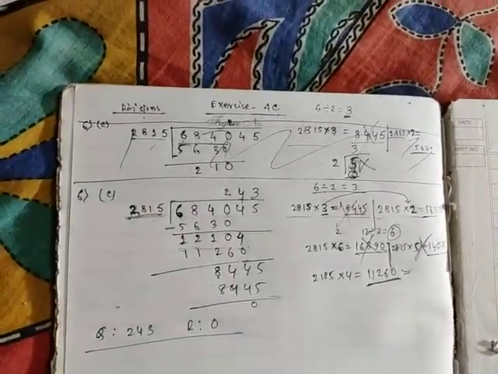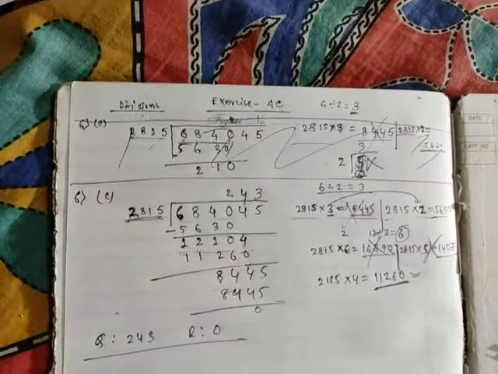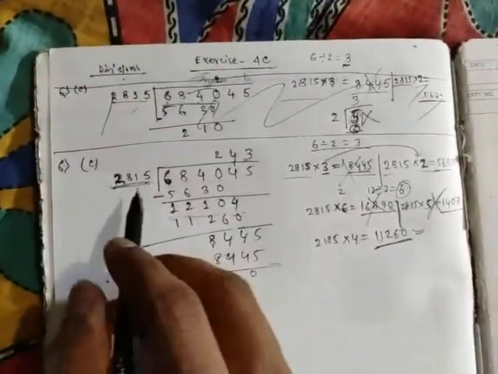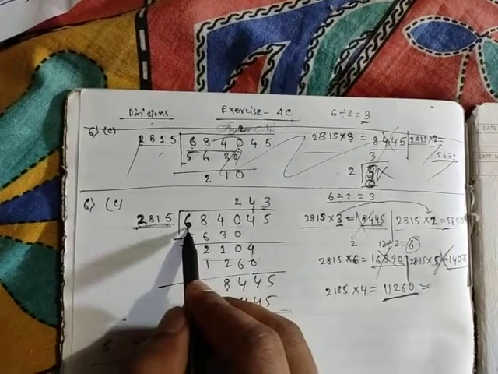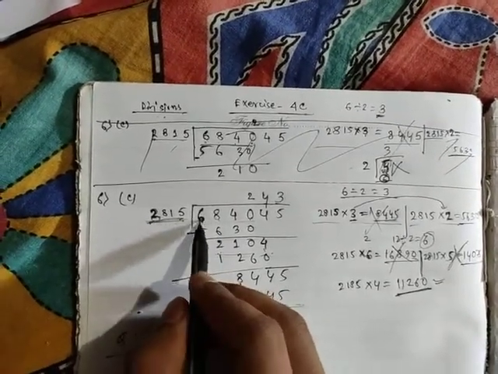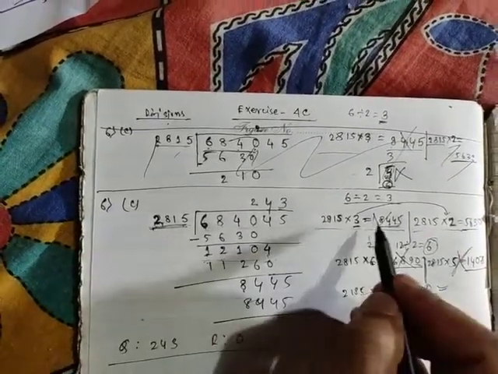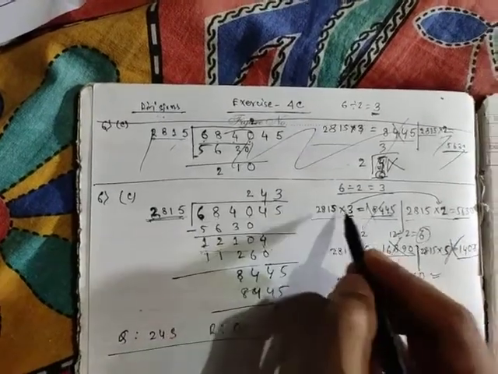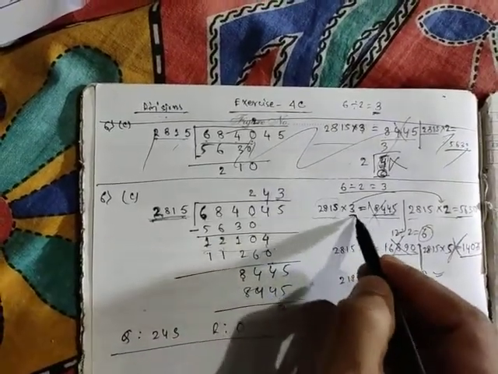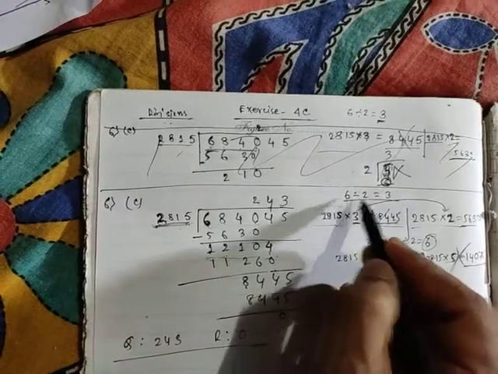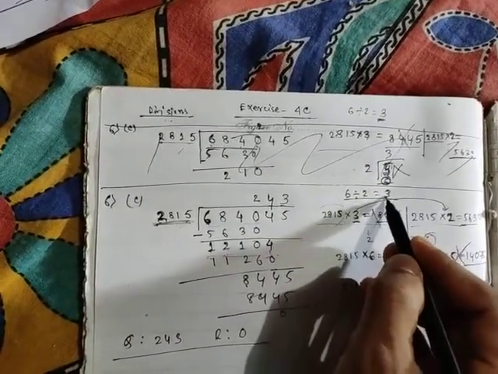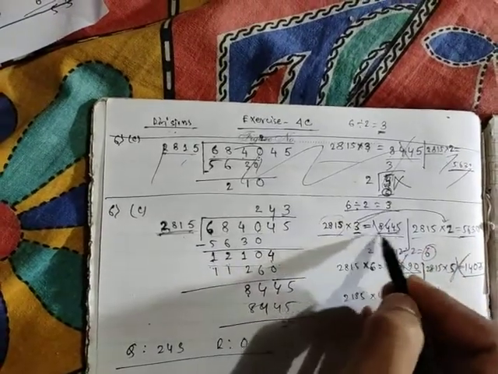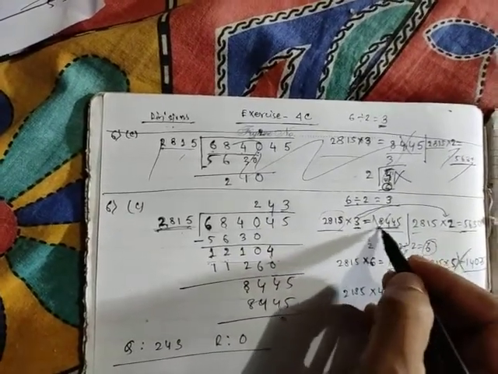Understand the division? I am discussing again. At first, check the first digit of the divisor and the divisible number. As 6 is divisible by 2 with 3, multiply the whole number with 3. If I multiply by 3, we will get 8445.